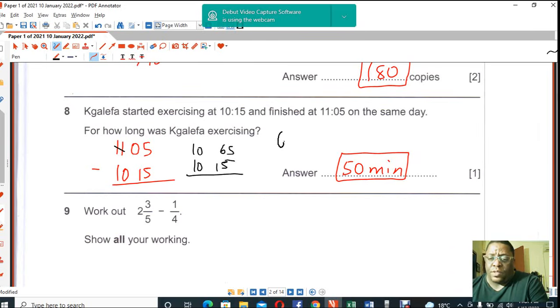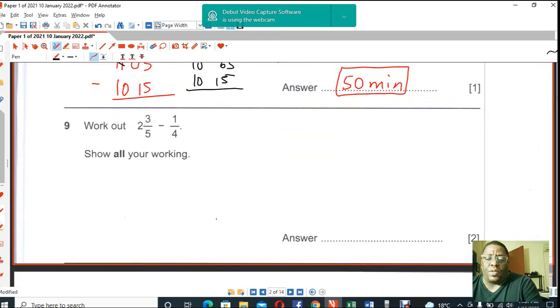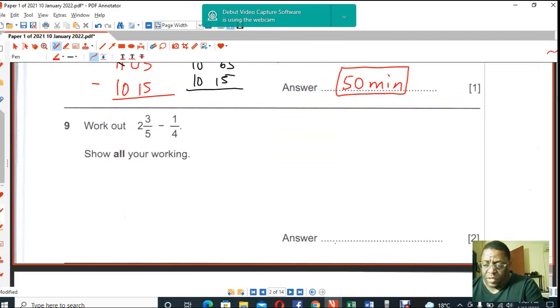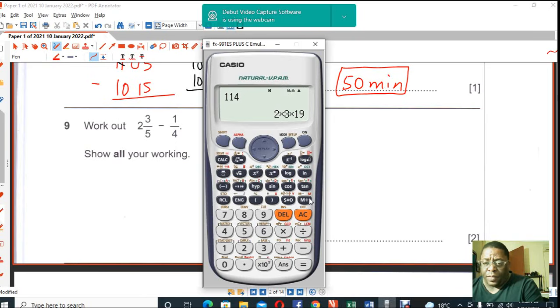And when you subtract 65 minus 15, well, that gives you 50 minutes. But as I said, that's long. You should be able to find that answer. This question, well, this is what I advise, because in the examination, you don't really have much time to make a lot of mistakes. Grab your calculator, okay?